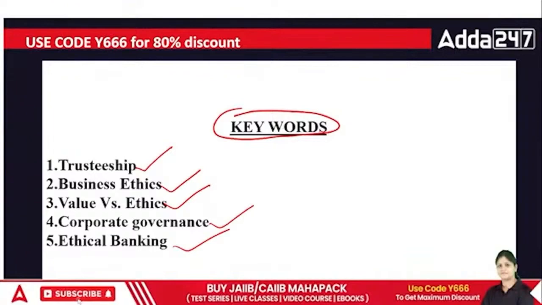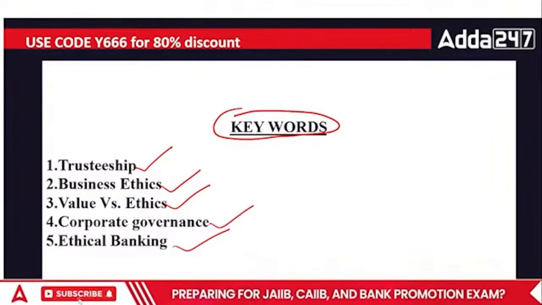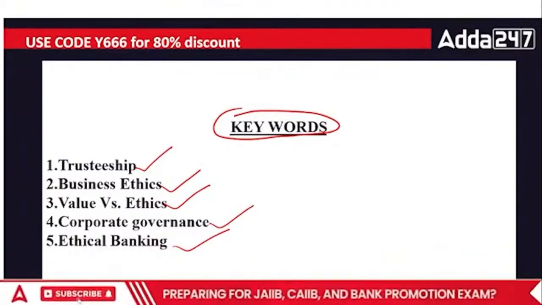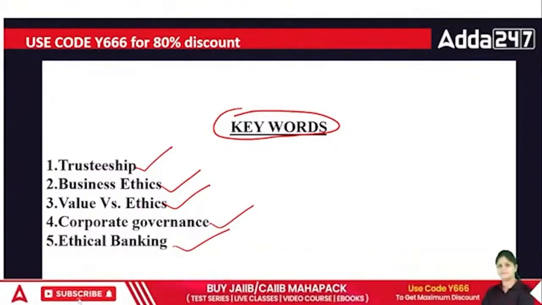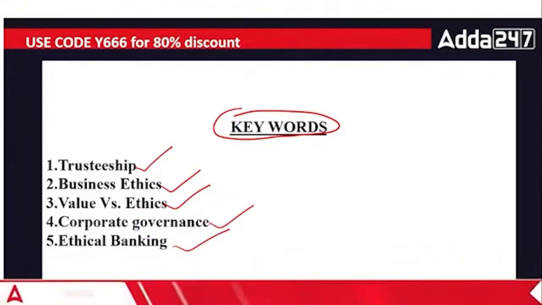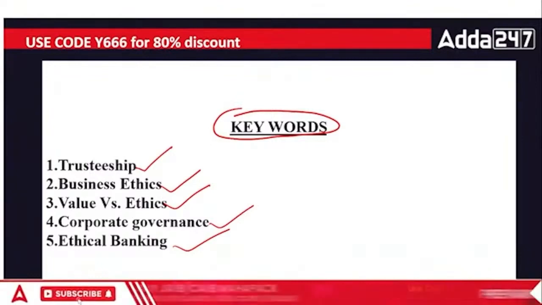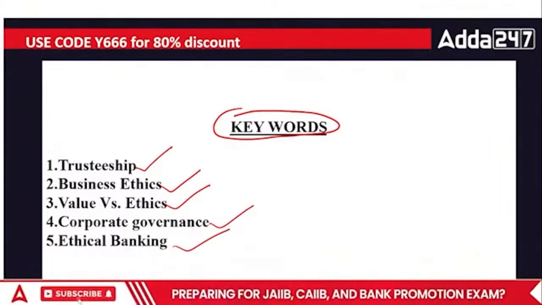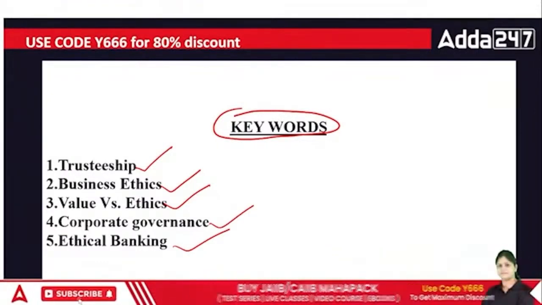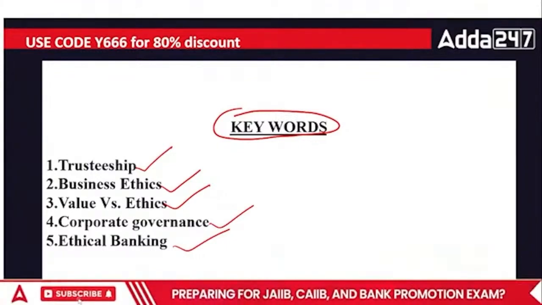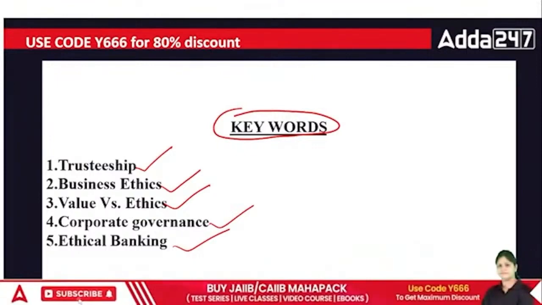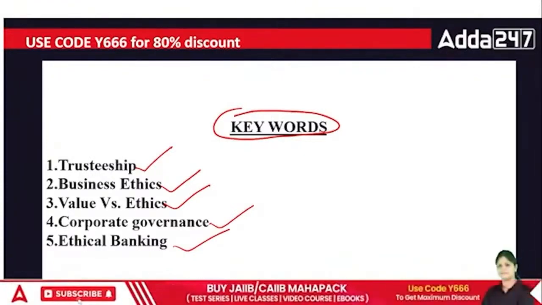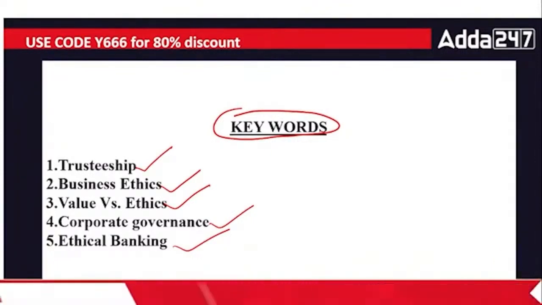Even in CAIIB there is a topic of corporate governance. So corporate governance is what? Corporate governance is the rule, it is the practice, it is the process by which a company is directed and controlled. And who is responsible for corporate governance? Of course, the board of directors. That means you are thinking about the interest of all the shareholders, the internal stakeholders and the external stakeholders too: employees, customers, everyone. These are the policies and procedures by which any organization is controlled. So that is corporate governance.